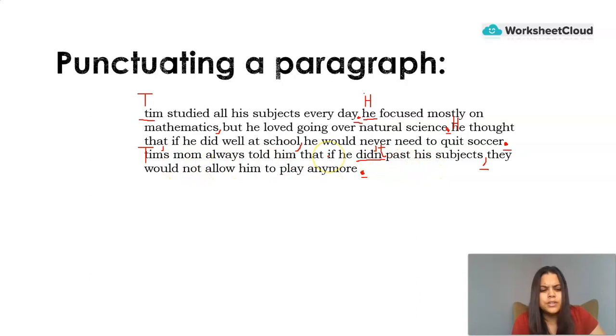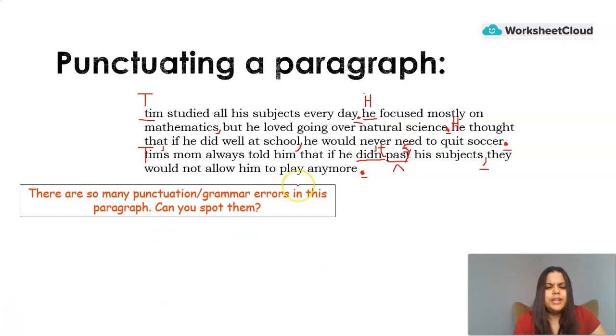Tim's mom always told him that if he didn't pass his subjects, past is wrong. Past is like past tense. So this word is spelled incorrectly. T must come away and it must be an S. They told him if he didn't pass his subjects, they would not allow him to play anymore.